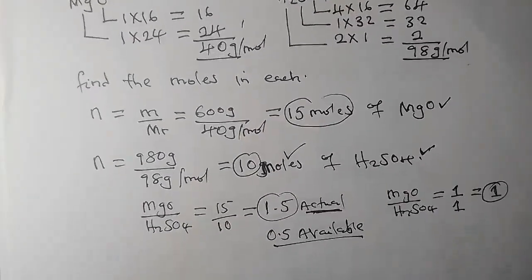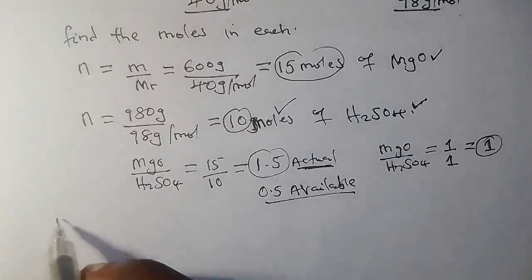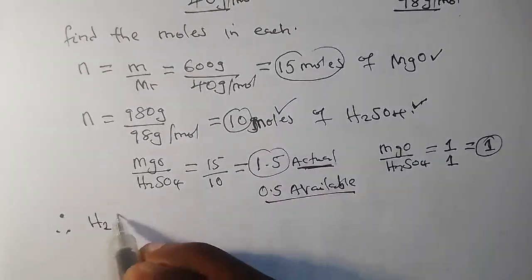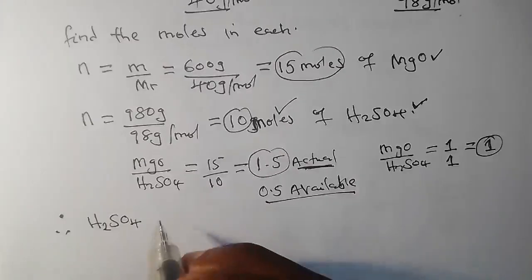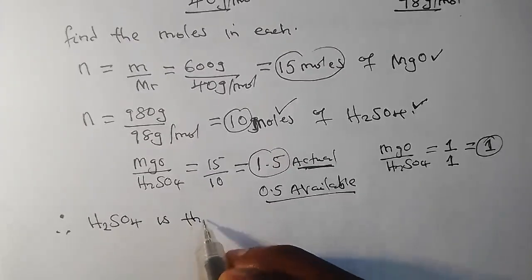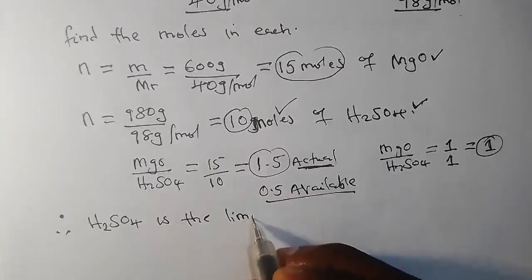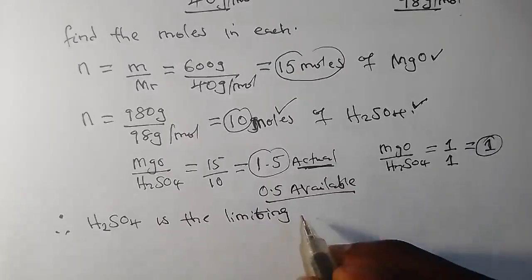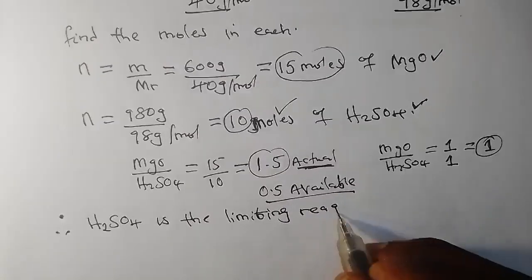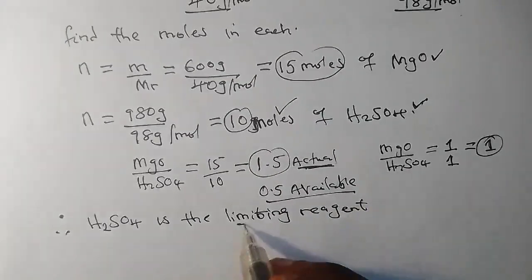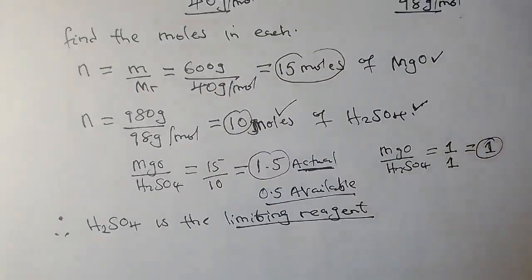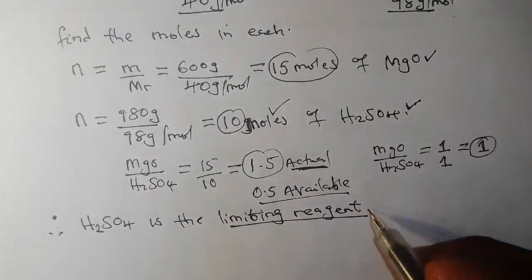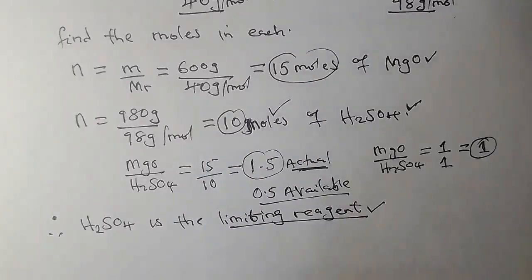So now we can say, therefore, sulfuric acid is the limiting reagent. So from there you can simply say that this is the limiting reagent.